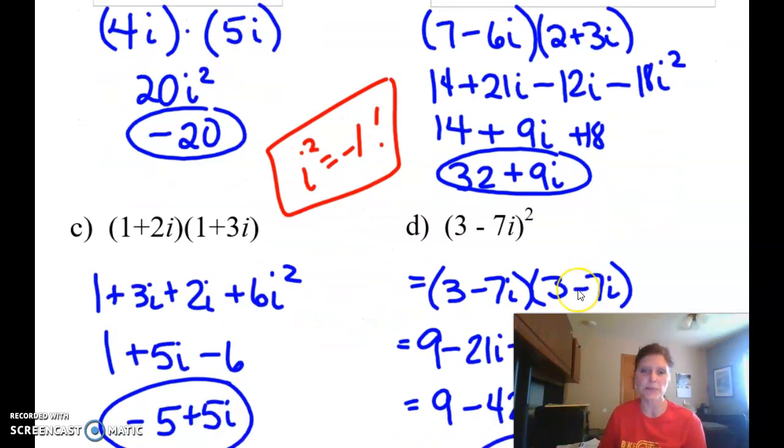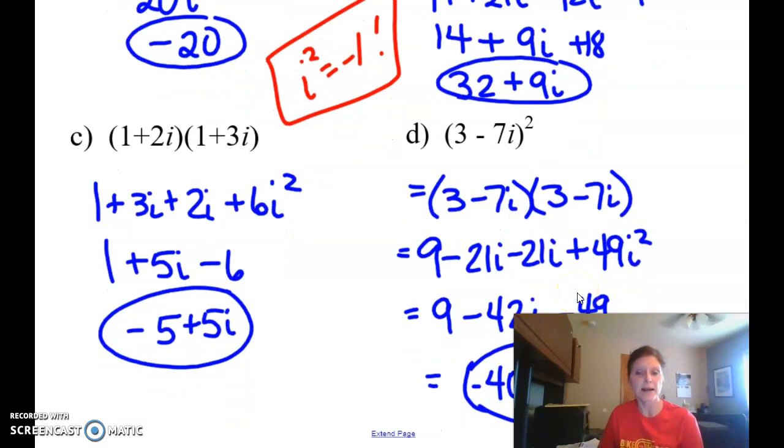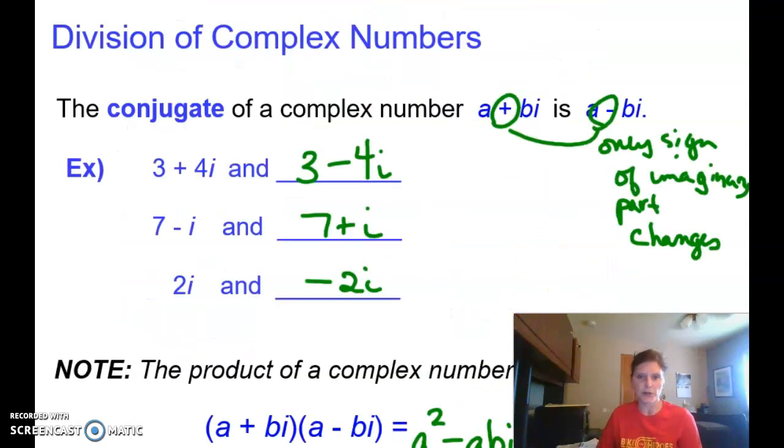I have a couple more examples here, but I think you kind of get the idea. You're basically just FOILing like you normally would after it's in i form, and remembering to simplify those i squareds. Division is the trickiest part of all of this.